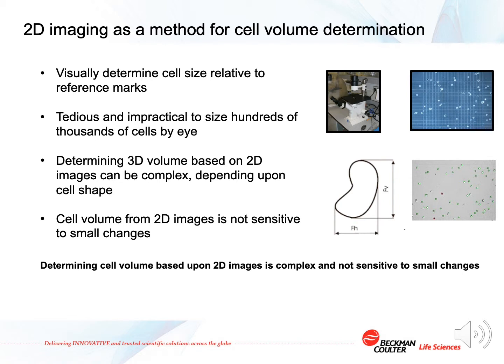Lastly, cell volume obtained from 2D images is not as sensitive to small changes in volume as the Coulter method, given that changes in cell area are a squared function of changes in cell radius, whereas changes in cell volume are a cubed function of cell radius.